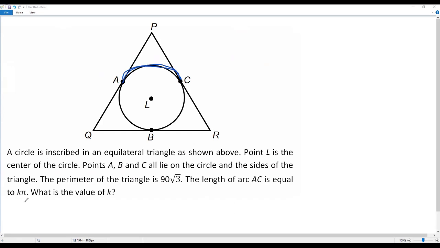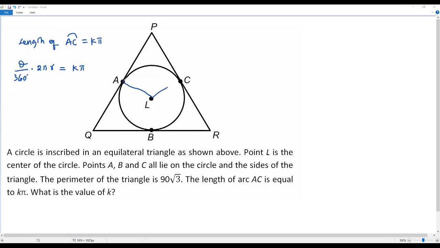of this constant K. Let me consider that the length of arc AC equals K pi, and we have a formula to get the length of an arc, that is theta divided by 360 degrees times the circumference of the circle, that is 2 times pi times r, equals K pi. On the left side, there are two unknowns. One is theta and the other one is r. This theta represents the central angle of the arc.